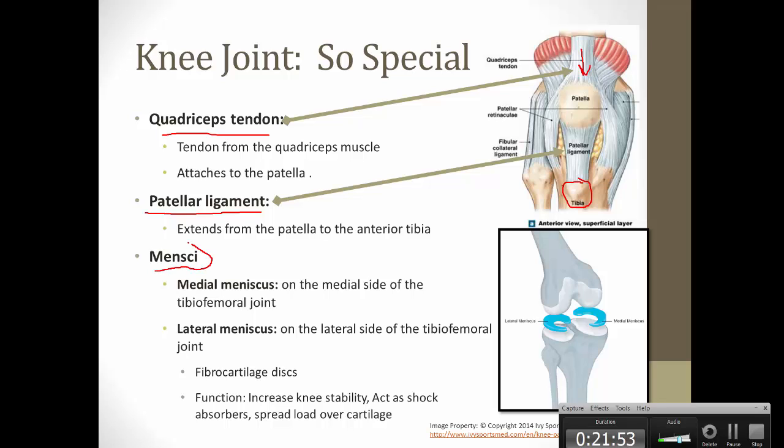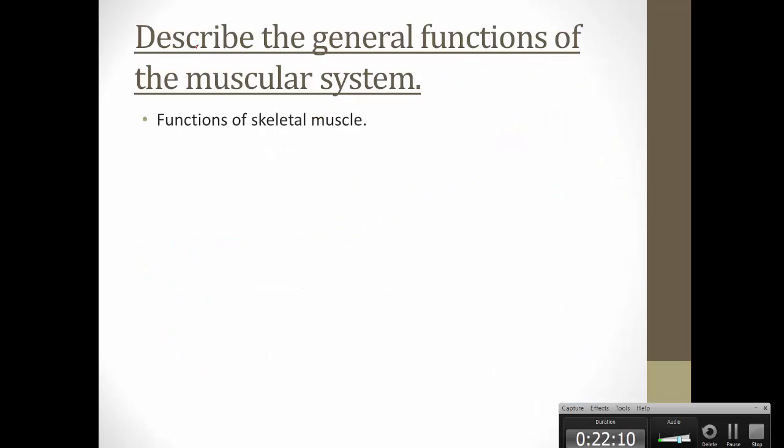We also said we have menisci here in the knee joint, so we have the medial and lateral menisci. So these are my menisci, and they are made of fibrocartilage, as we said earlier. Now we are done with this part of the joints. We will go over the function of the muscular system.